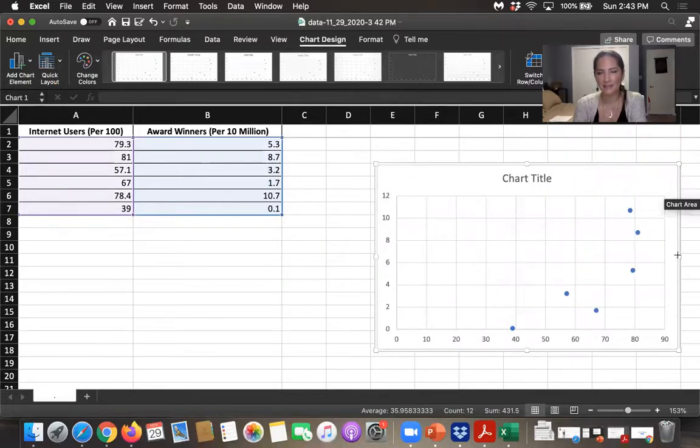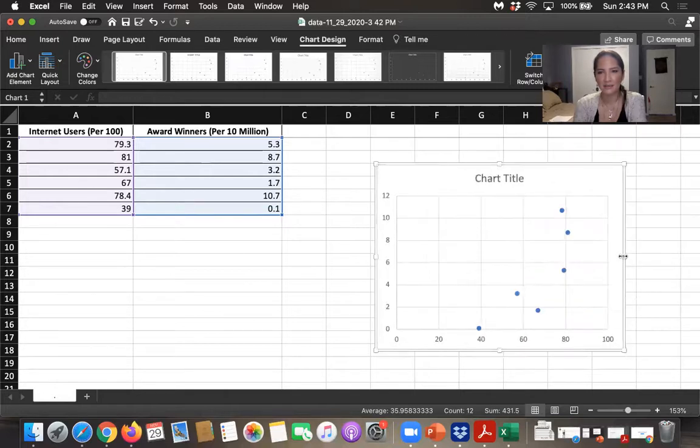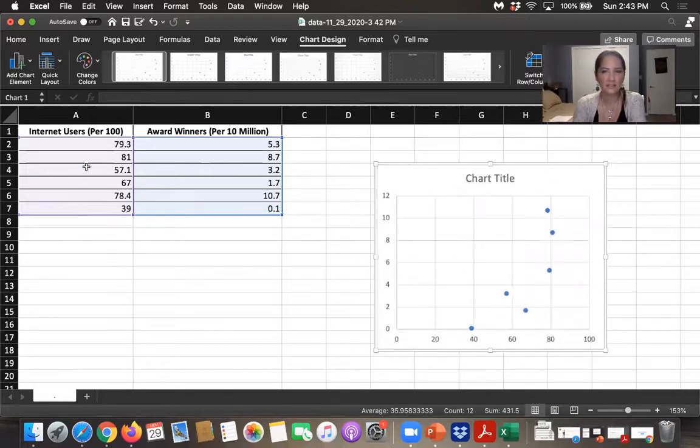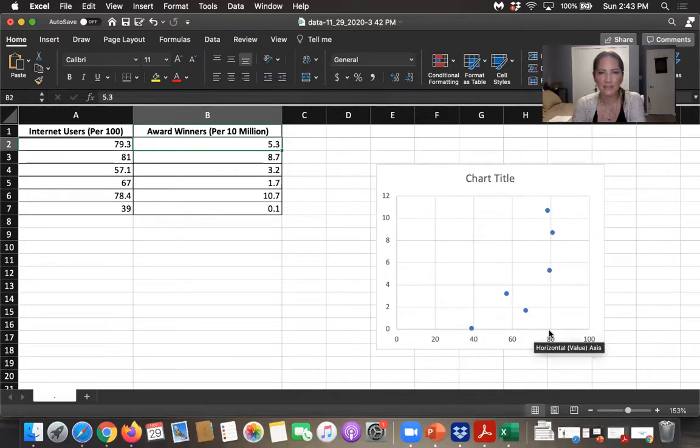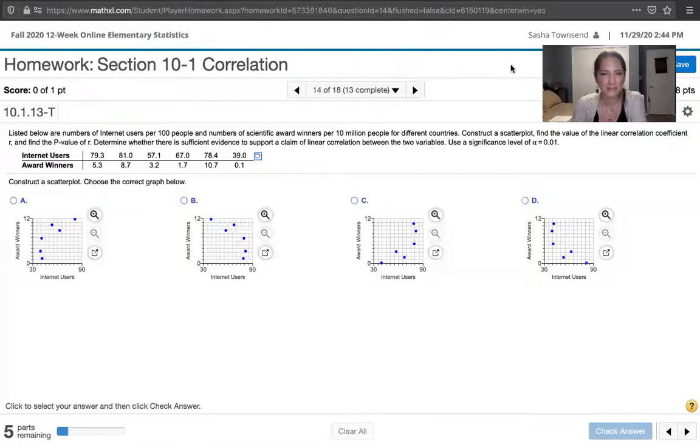Now they're making the x-axis a little bit longer than the y-axis, but let me make sure that my first variable is first. I've got an internet users per 100 of 79.3 and award winners per 10 million at 5.3. So the 79.3 is on this axis and then the 5.3 is on this axis, the y-axis. So yes, this is plotted correctly. So I'm looking for a graph that looks like this in MyLab Statistics. So if I'm choosing among these, I'd say that this one looks the most like my scatter plot.